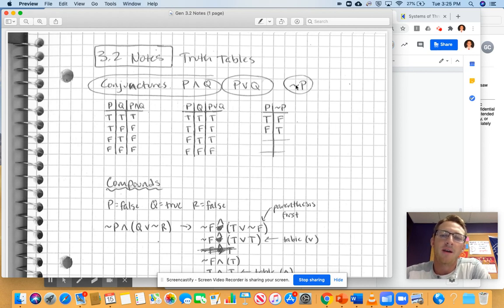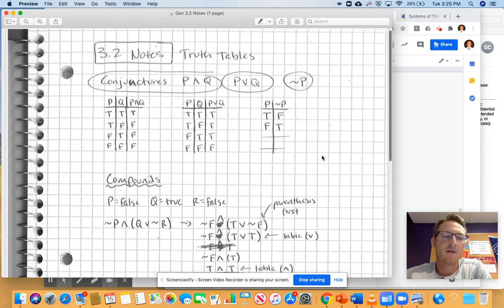And then here we have not P. So the only element we have in here is P, and then we have the negation of P. So if P is true, the negation of P is false. And then if P is false, the negation of P is true. So the negation is kind of like a negative sign, and just flips it.